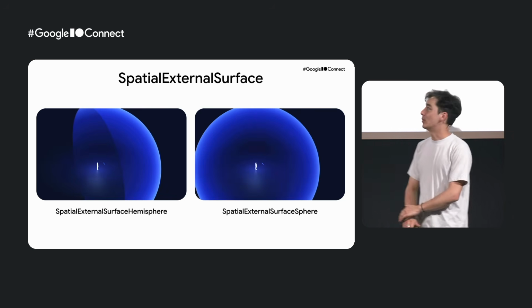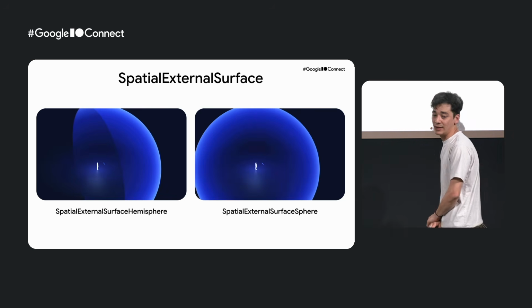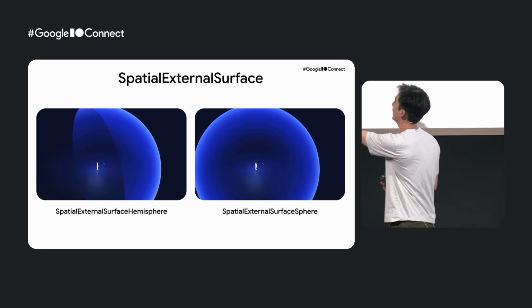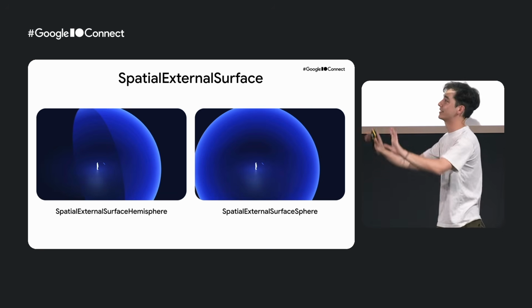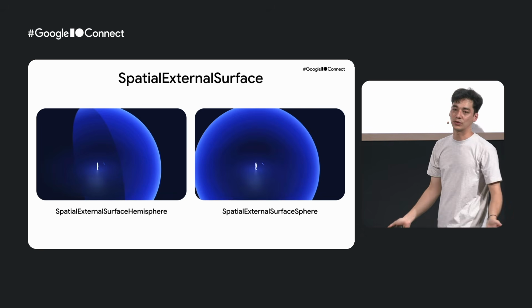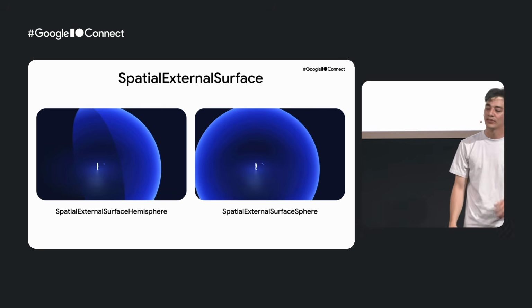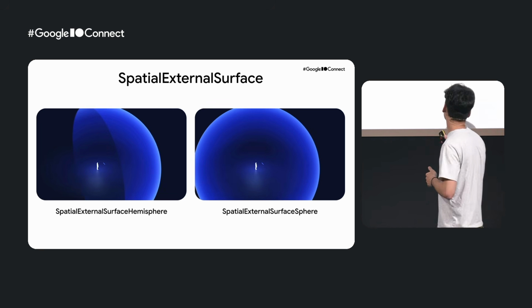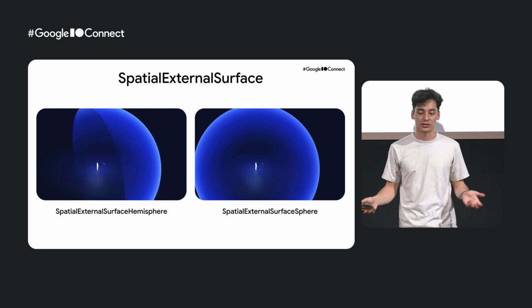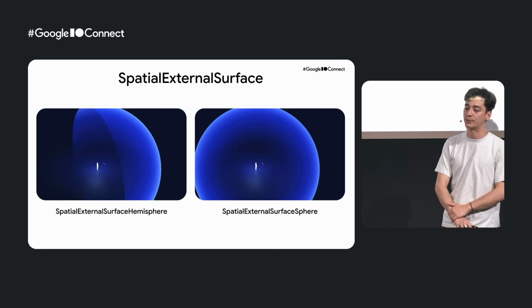Finally, I want to talk about one more type of spatial UI, and this is spatial external surface, and it's hemispherical, which is here on the left. You can see in front of the user that it's kind of like a half sphere that's located in front of the user. This is commonly used for VR 180-degree video. And on the right, we've got spatial external surface sphere, which is a 360-degree surface that completely surrounds the user.